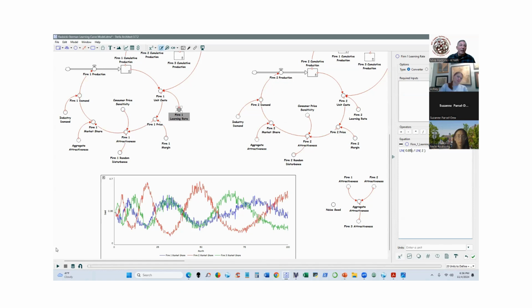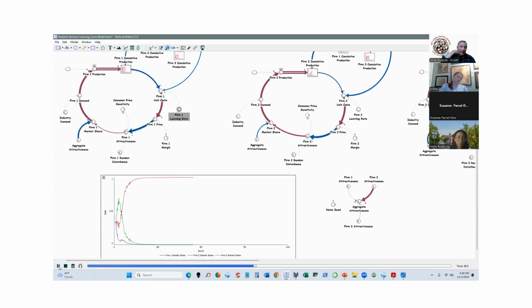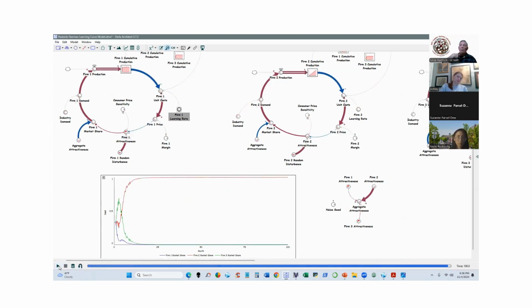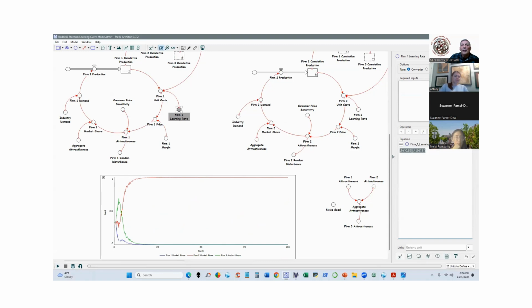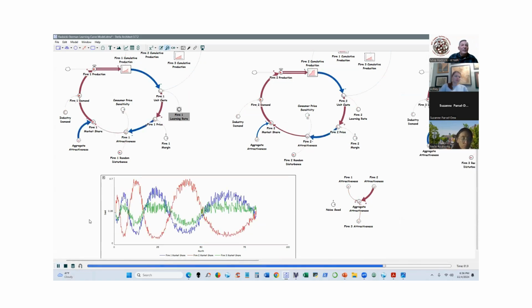I can't remember what, yeah, so I made it, instead of 0.8, I made it 0.85. And there's a wipeout, right? Which one wiped out? Firm 2 market share. Wait a minute, how did firm 2 win there? That doesn't make any sense. Should have been firm 1. It is firm 1.